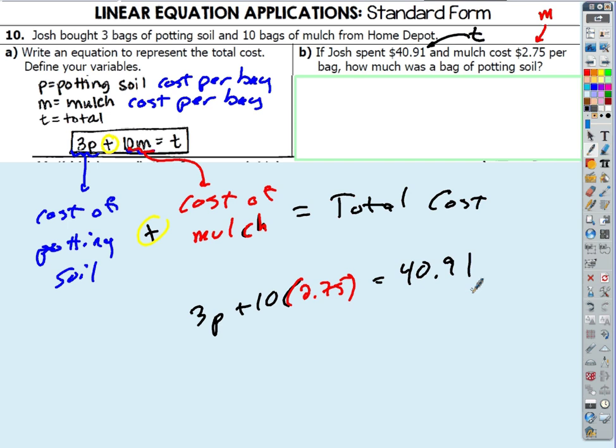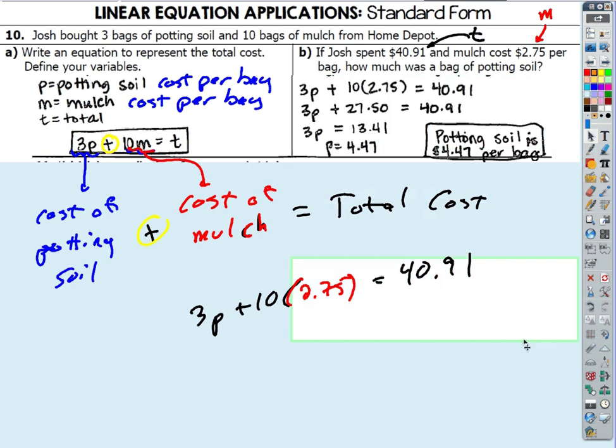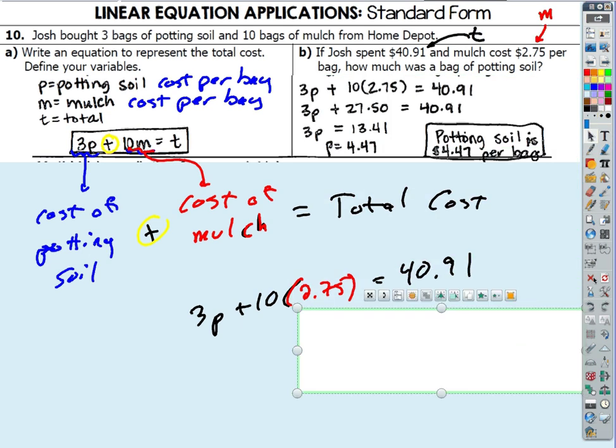40.91. Okay, this takes us back to Unit 1. How many unknowns are there in that equation? So if there's one that we can point to, we can isolate it, right? All we've got to do is simplify and then isolate P. And what would that look like? Just like that, right? 10 times 2.75 is 27.50. So 3P plus 27.50 equals 40.91. I'm just going to subtract that away and divide by 3, and I'm done, right? That's it. Make sense? Yeah.